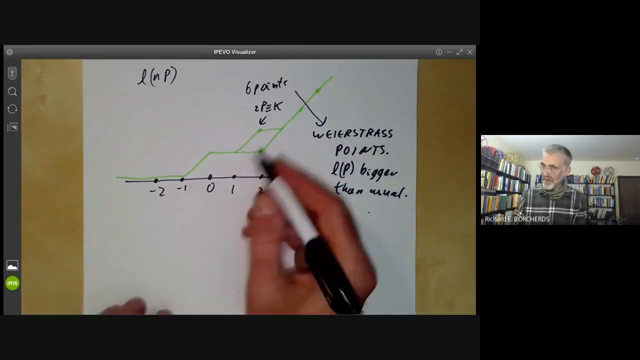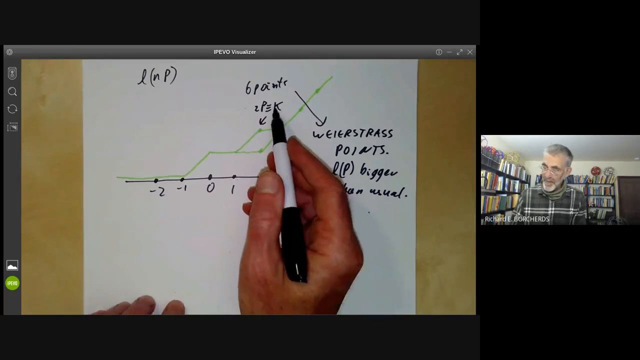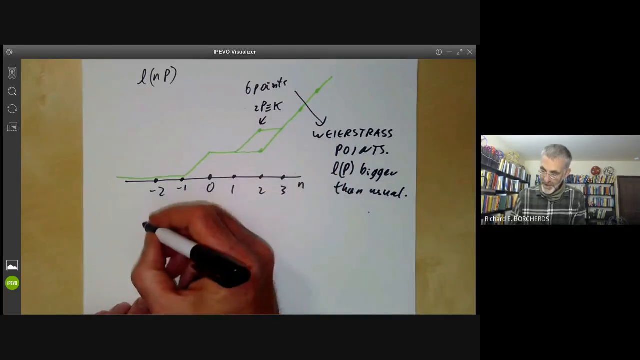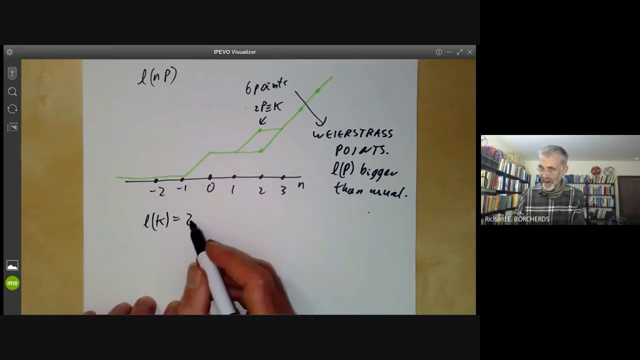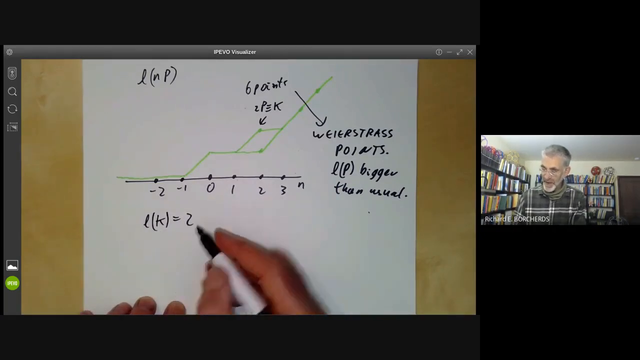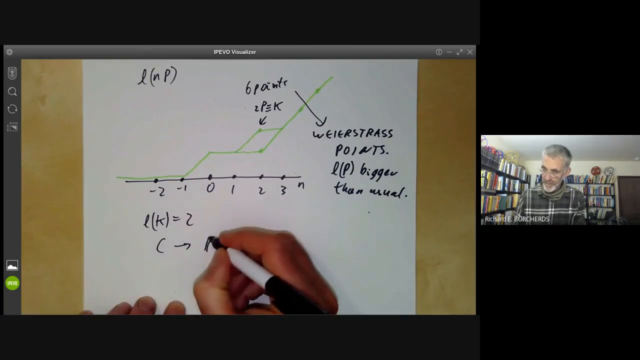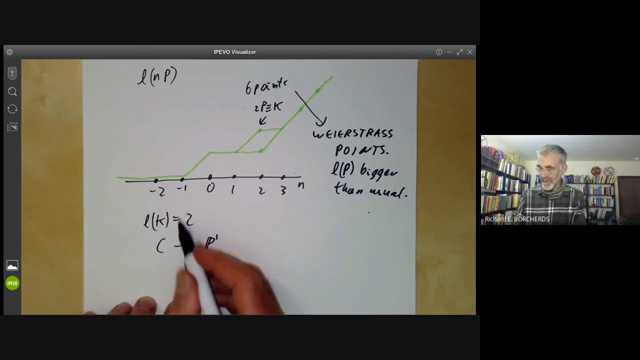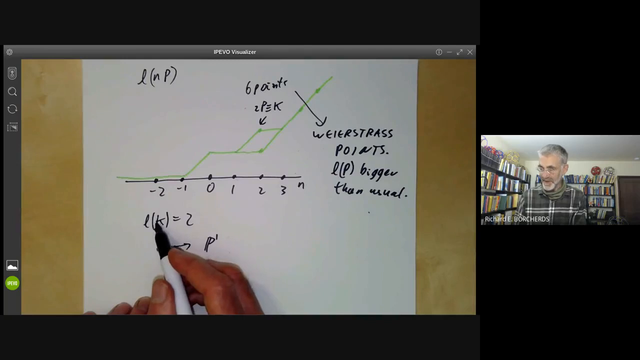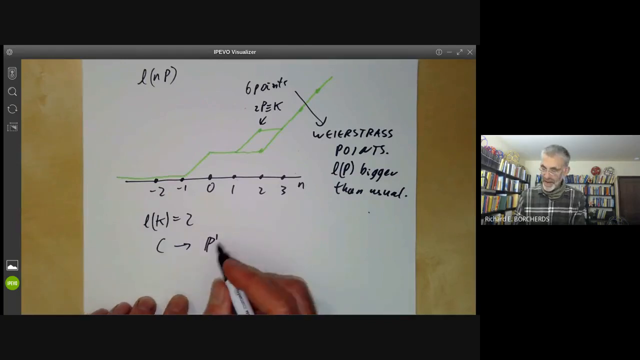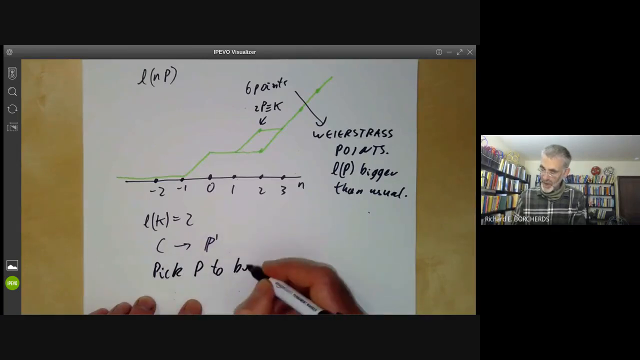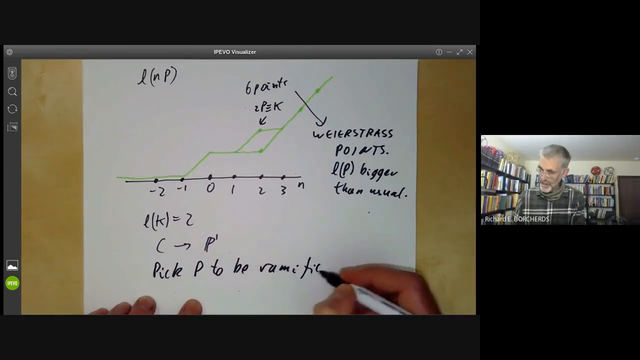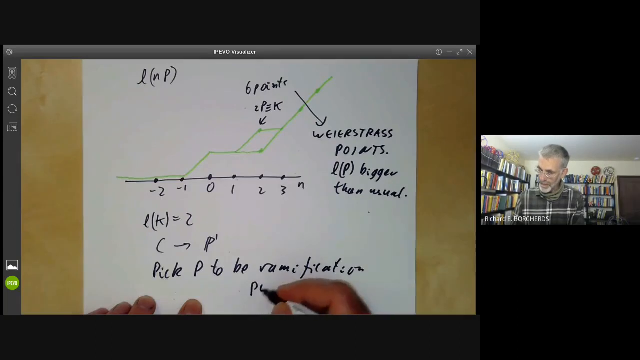Anyway, in general, using the fact that the canonical divisor has two dimensions, this gives us a map from the curve to P1 by taking two elements of this as coordinates on P1. And we're going to pick P to be a ramification point of C for this map.